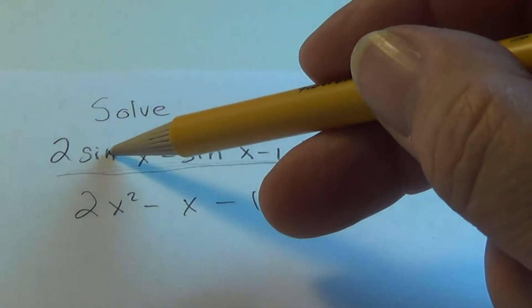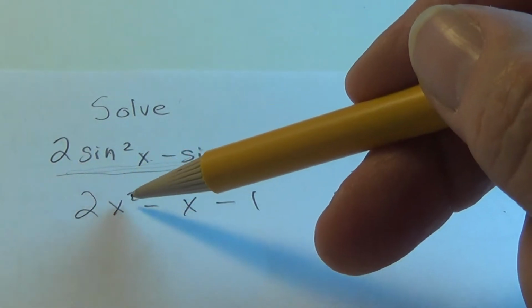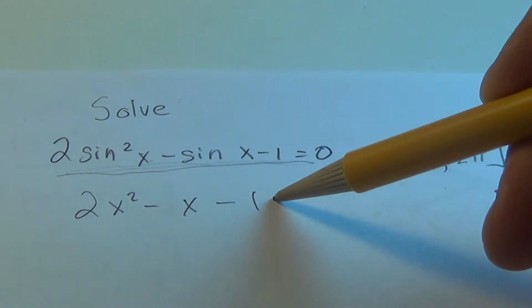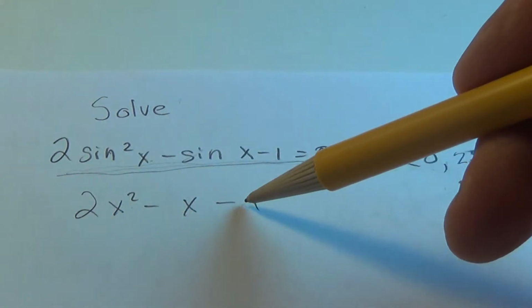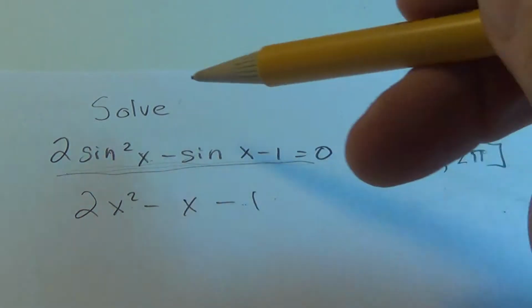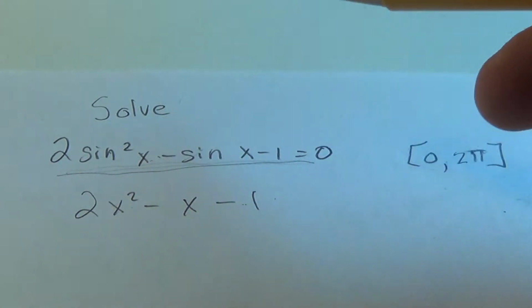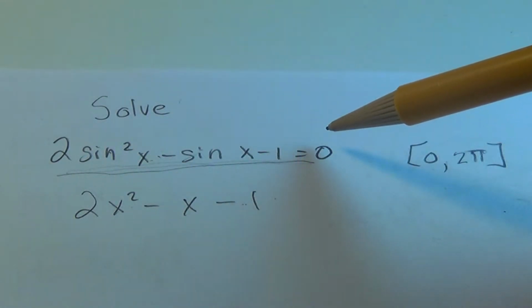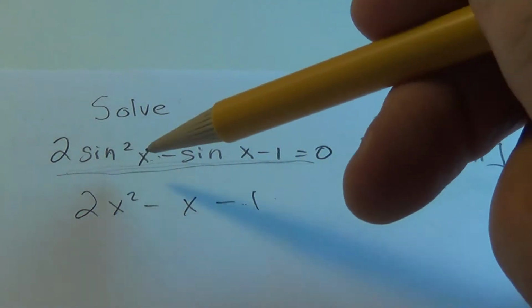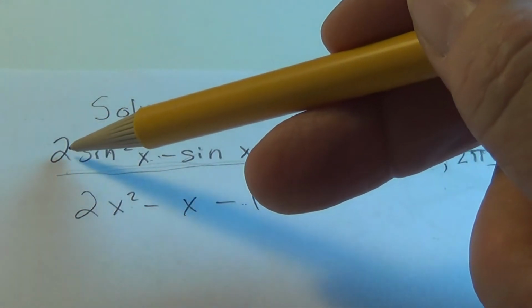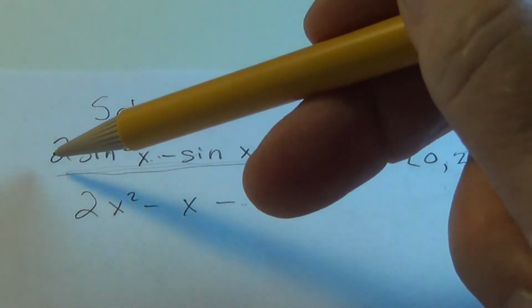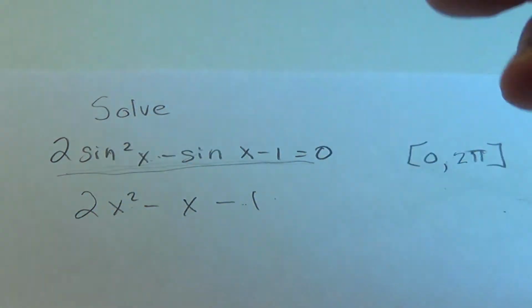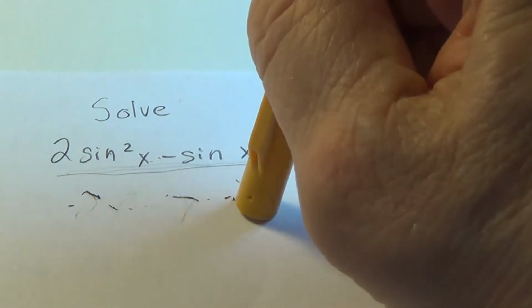So if I represented sine x as just x, it would look like this. So we could factor that, and we're going to solve quadratics either by factoring, completing the square, or the quadratic formula. In trig class, I think I've always seen them factorable. It's possible that we'll find one that isn't. So let's go ahead and factor this one straightforwardly.